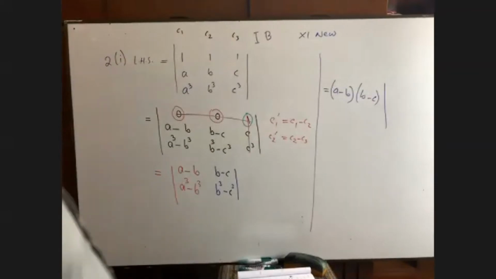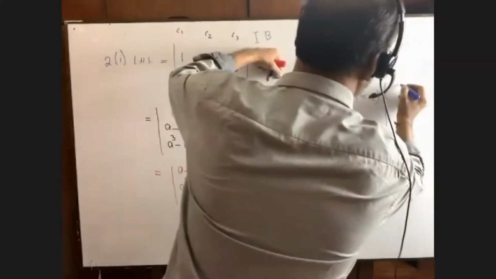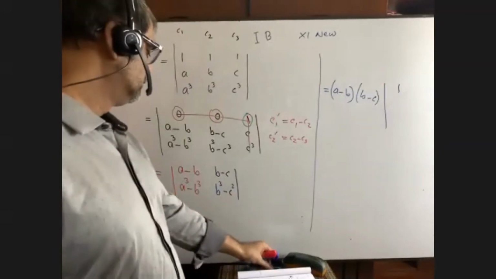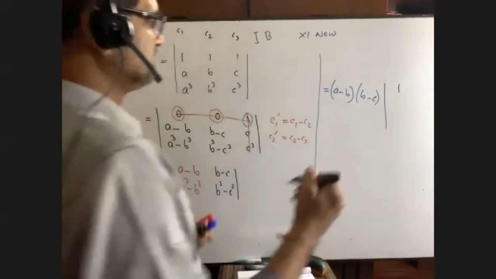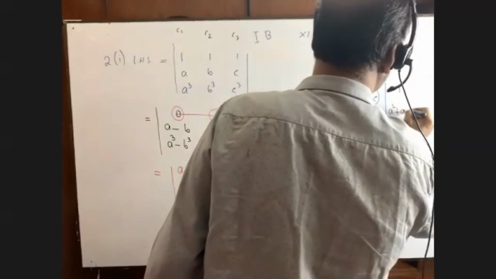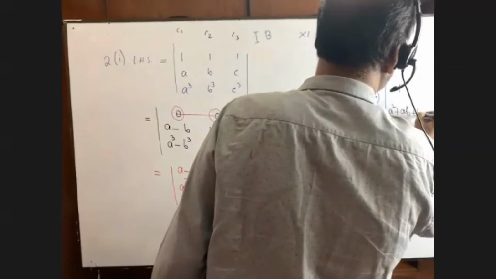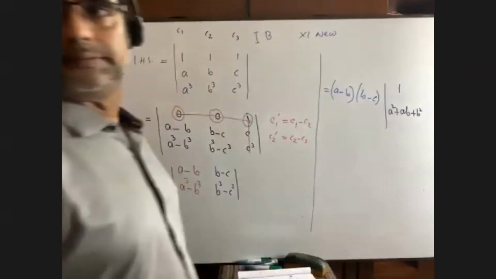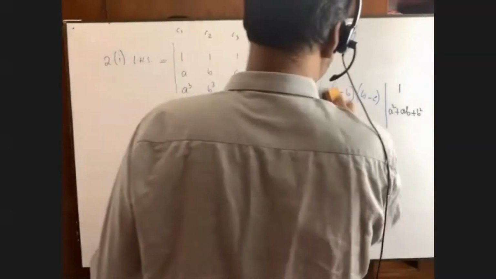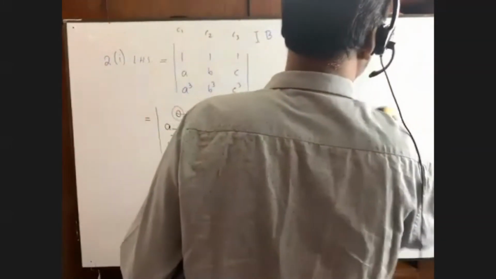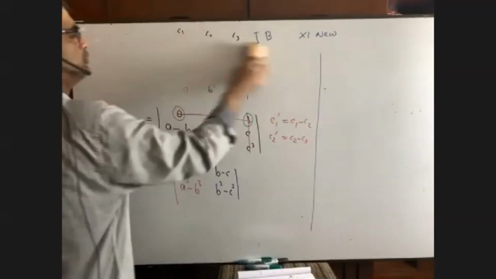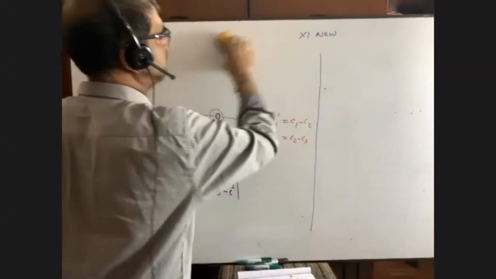If I take A minus B common from the first, then what will we get here? We'll get A square plus AB plus B square. A square plus AB plus B square. Can you see the board? Now, I'm going to do the math at the top.